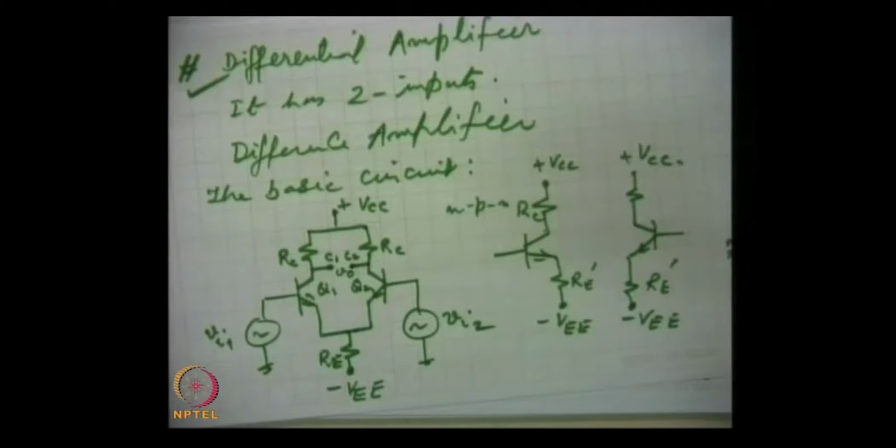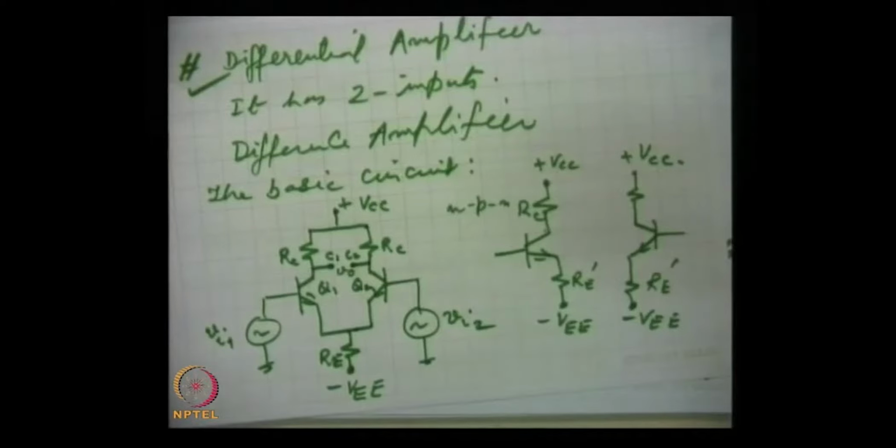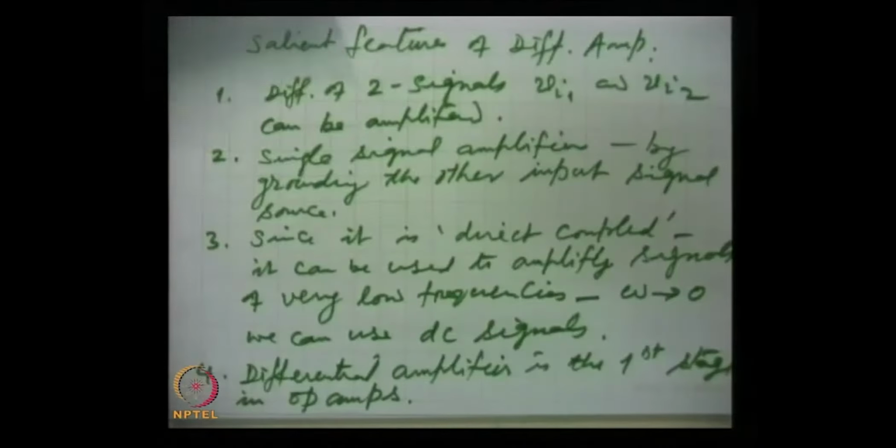And from the AC analysis we will come to a very important point, that these two inputs, input 1 and input 2, are also not identical, they are distinguishable, and we will see that one is called inverting input, the other is called non-inverting input, and the reasons will become clear when we go for the AC analysis. So, first we take DC analysis of differential amplifier.